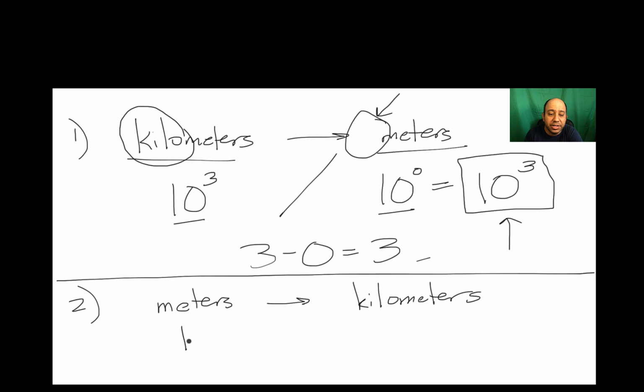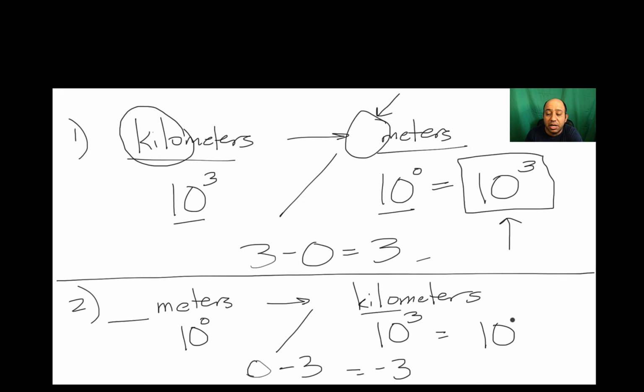So, meters is the base unit, because it has no prefix in the front. And kilometers, the prefix kilo means 10 to the third. So, we're going to divide these two numbers, 10 to the 0 divided by 10 to the third, so it's 0 minus 3, and that would be negative 3. So the answer, the multiplication conversion to go from meters to kilometers, is 10 to the negative 3. Notice when the unit gets bigger, the multiplication conversion gets smaller. It's always the opposite, if that helps you memorize.